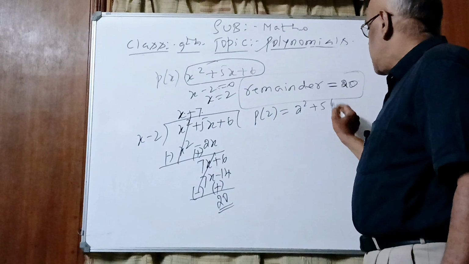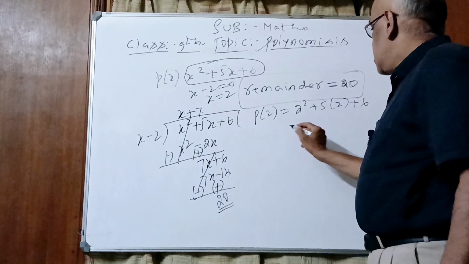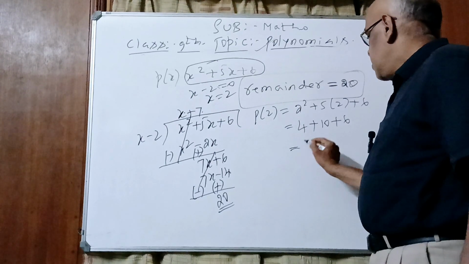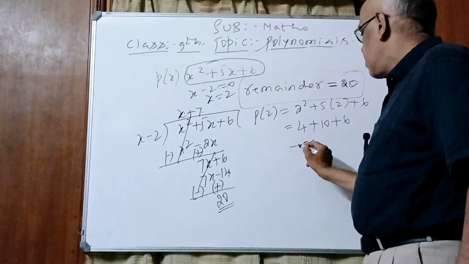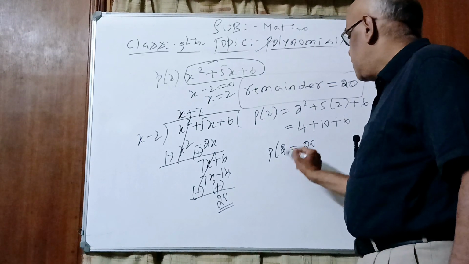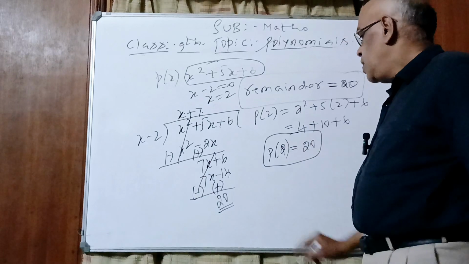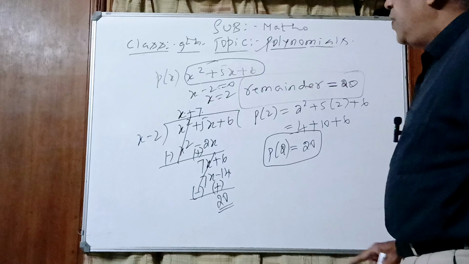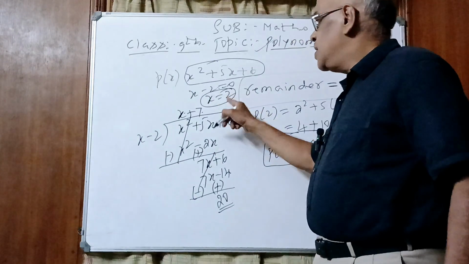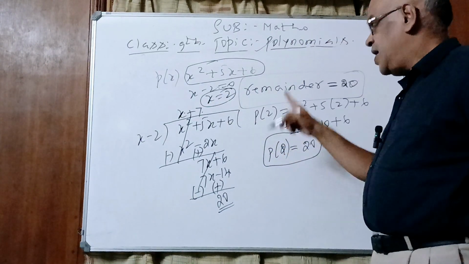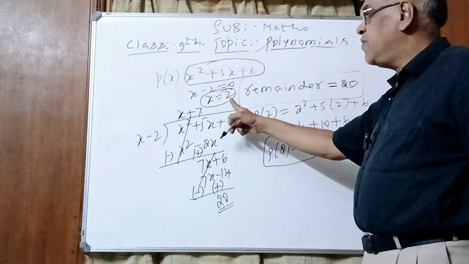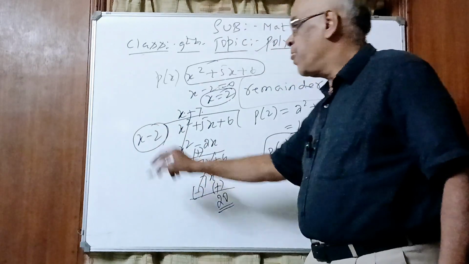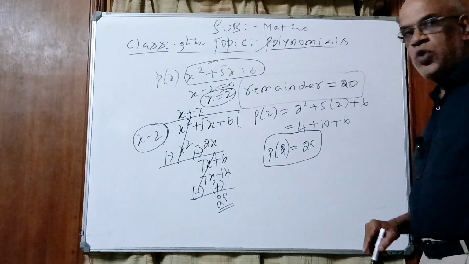2 square plus 5 into 2 plus 6. 2 square is 4, 5 2s are 10, plus 6. What is the answer? 20. What is that? P of 2. What is P of 2? 20. Yes or no? Yes. So, when x is equal to 2, that is, in place of a we took 2 and we shifted 2 to that side. When x minus 2 divides, the remainder is P of 2.